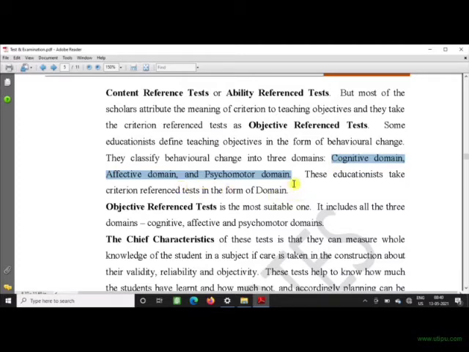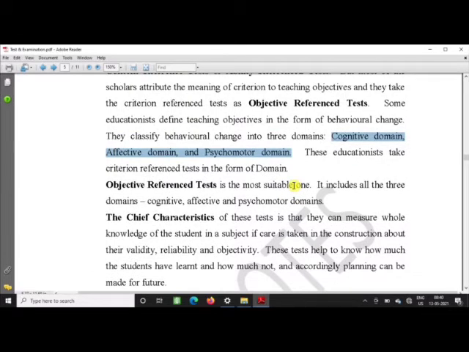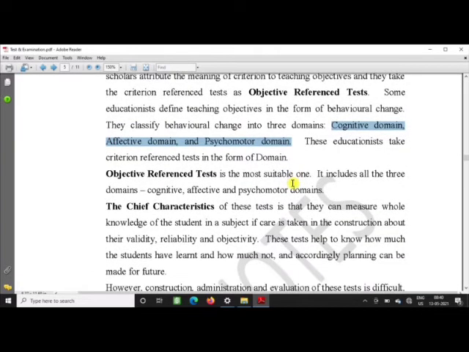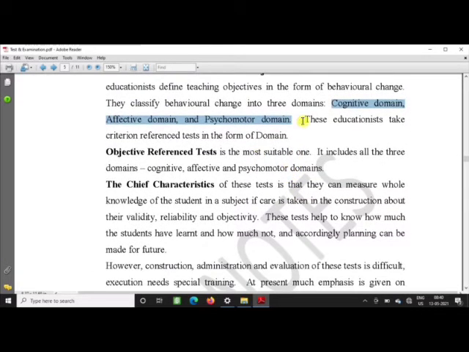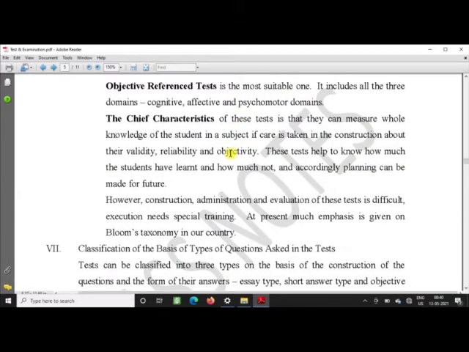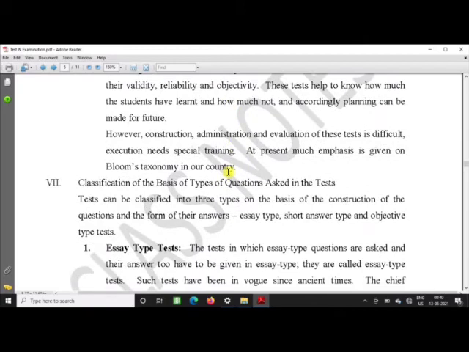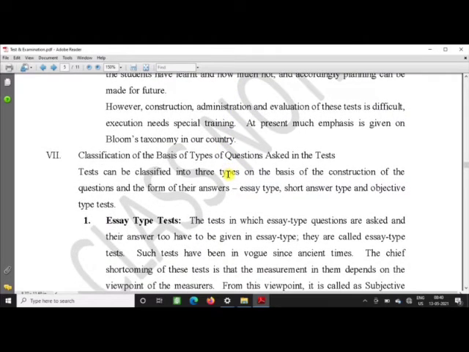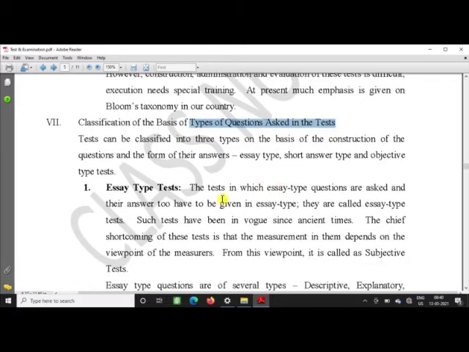I need not talk about these three domains in detail, because you have already learned this during your first semester. It will take another class if I continue to explain these. All right, so let's move on to the next classification, and here we will be talking about classification based on types of question asked in the test.